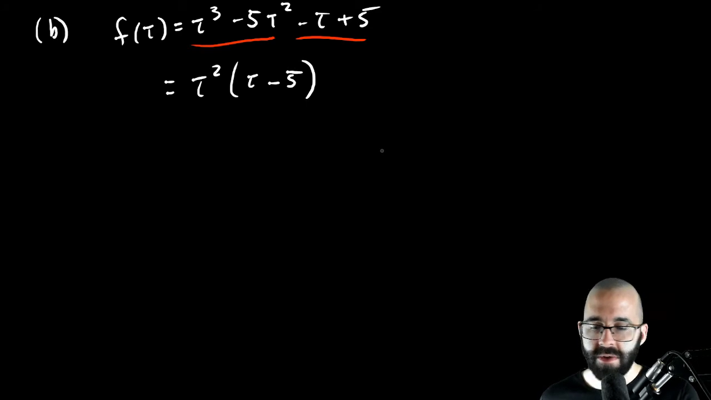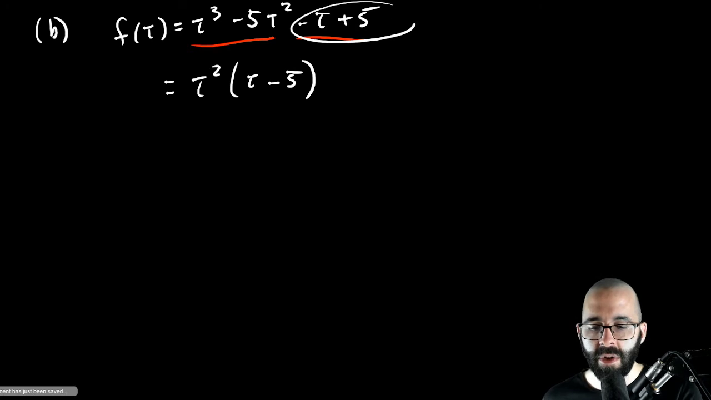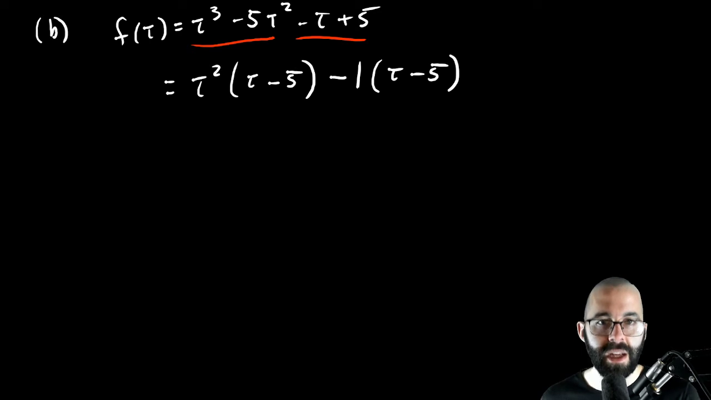And the last ones don't share anything either. But remember, for factoring by grouping, we want to get this again. We want a t minus 5. So we don't quite have that, but we're very close. If we factor out a negative 1, then the negative t becomes a positive t, and the positive 5 becomes a negative 5, and then we get it.